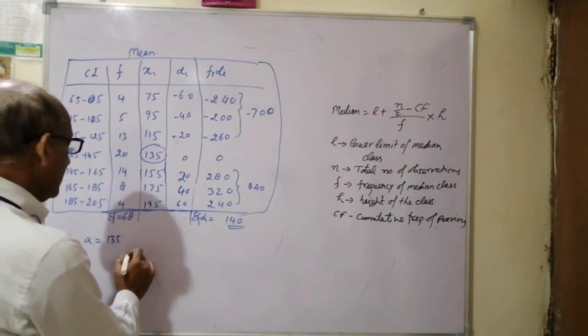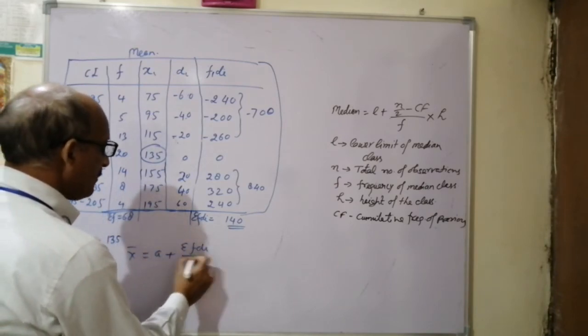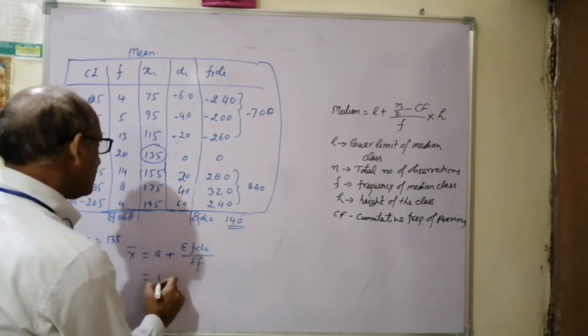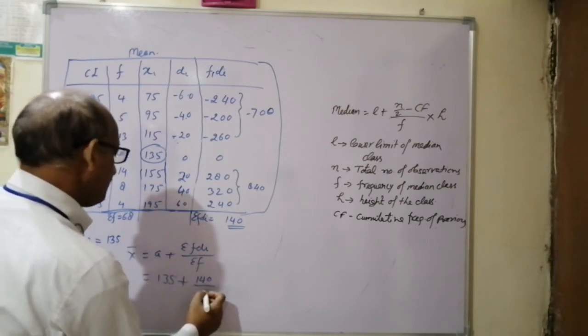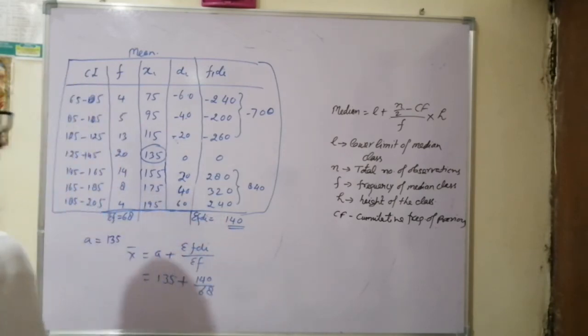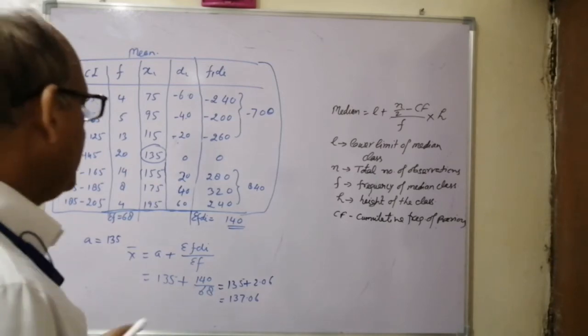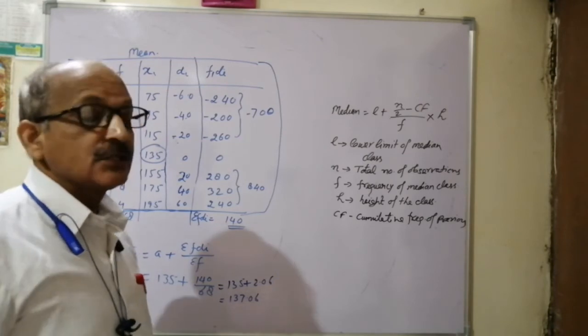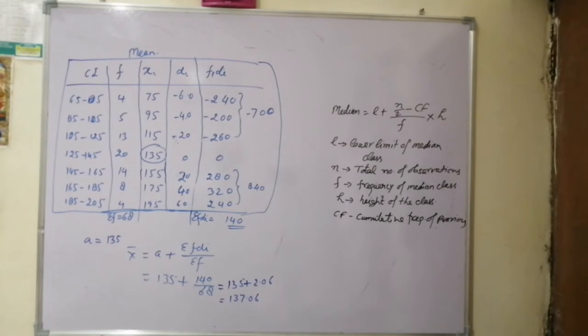Now calculate the mean. X mean will be A plus sigma FD upon sigma F. A is 135, plus sigma FD, which is 140, upon sigma F, which is 68. Now dividing 140 by 68, we get 2.06, and adding 135, we get 137.06 as the mean.